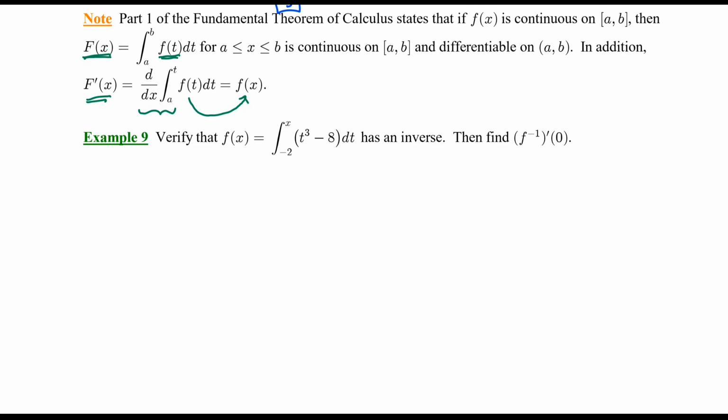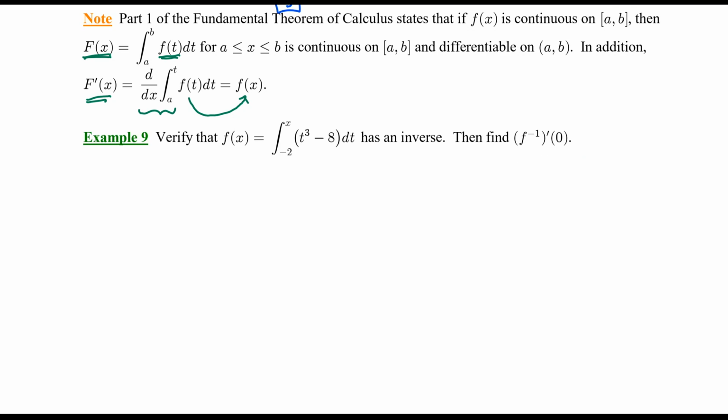Verify that f of x equal to the integral from -2 to x of t cubed minus 8 dt has an inverse. Now pause right here for a minute. Notice that we have the variable t in the integrand. That's kind of a dummy variable or a placeholder variable. After I integrate and evaluate upper limit minus lower limit, observe I will end up eventually with a function of x, right? So we're dealing with a function of x. Once I verify that this has an inverse, then I'm going to find the derivative of that inverse at 0.